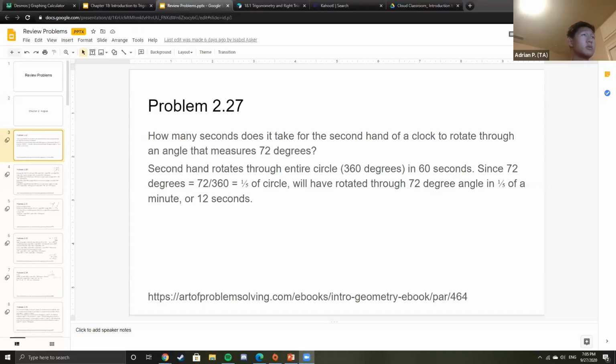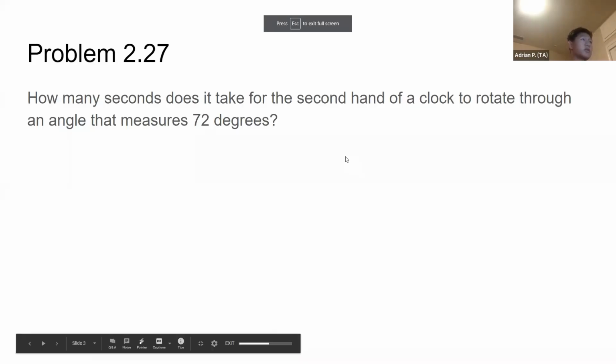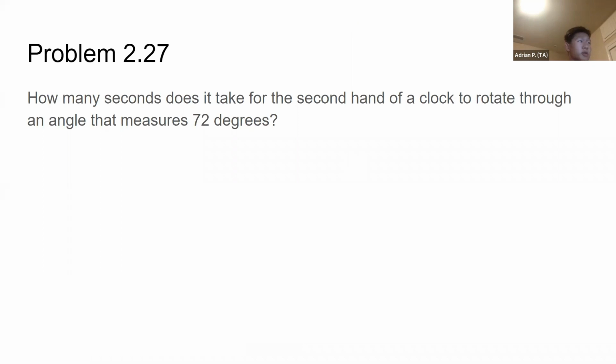So we're going to start with some review questions from back in chapter 2. All right, so the first question should be pretty simple. How many seconds does it take for the second hand of a clock to rotate through an angle that measures 72 degrees? So I'll give like 2 minutes for this one. Should be pretty simple.